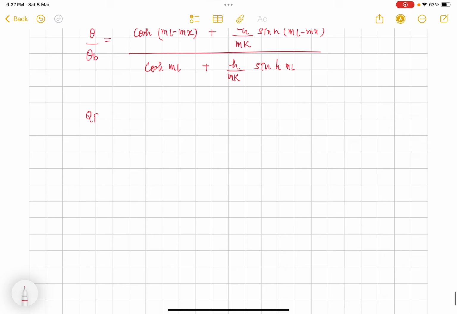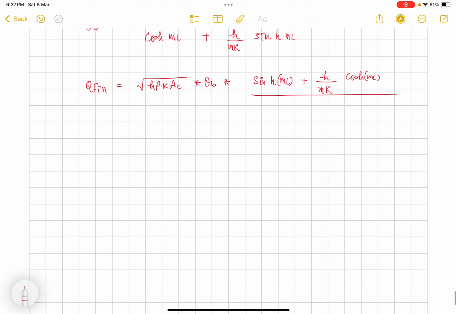to the fin, we will have this: under root hp kAc times theta b times sine hyperbolic ml plus h by mk cos hyperbolic ml divided by cos hyperbolic ml plus h by mk sine hyperbolic ml.